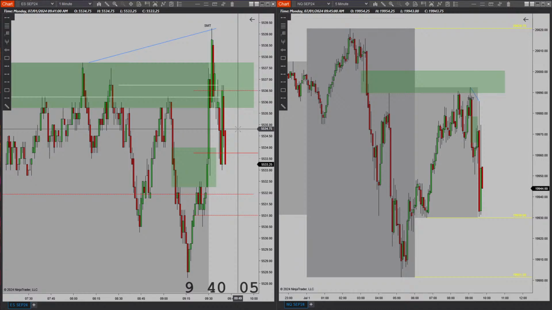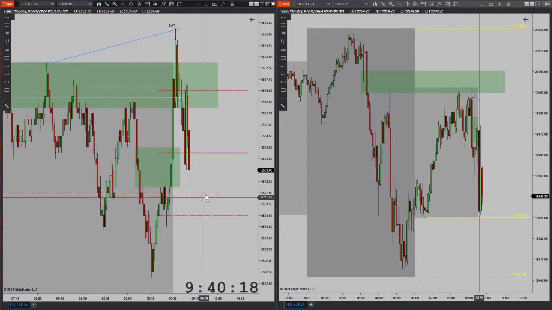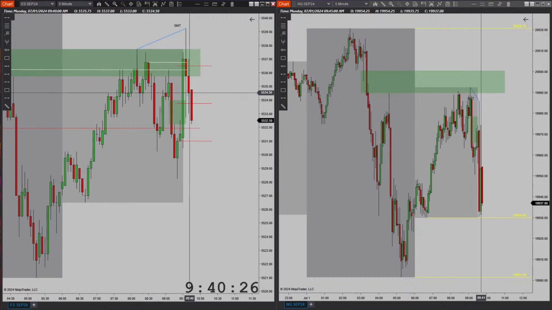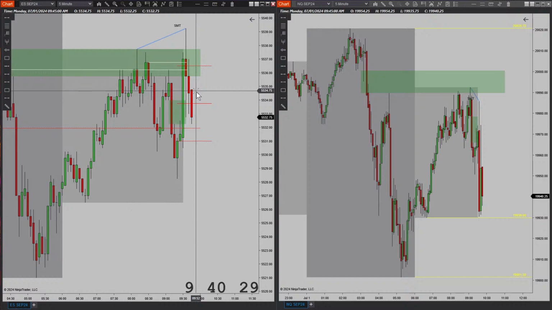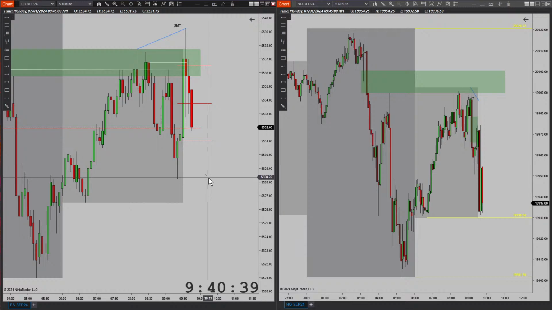There we go. Perfect. All right, so we're good. Let's take a look at the 5 minute. 5 minute, we are still here. I don't want to see any wicks, any wick closes here. We are at an imbalance here, so that's fine. And yeah, we do have this right here. So my first target is going to be down here.